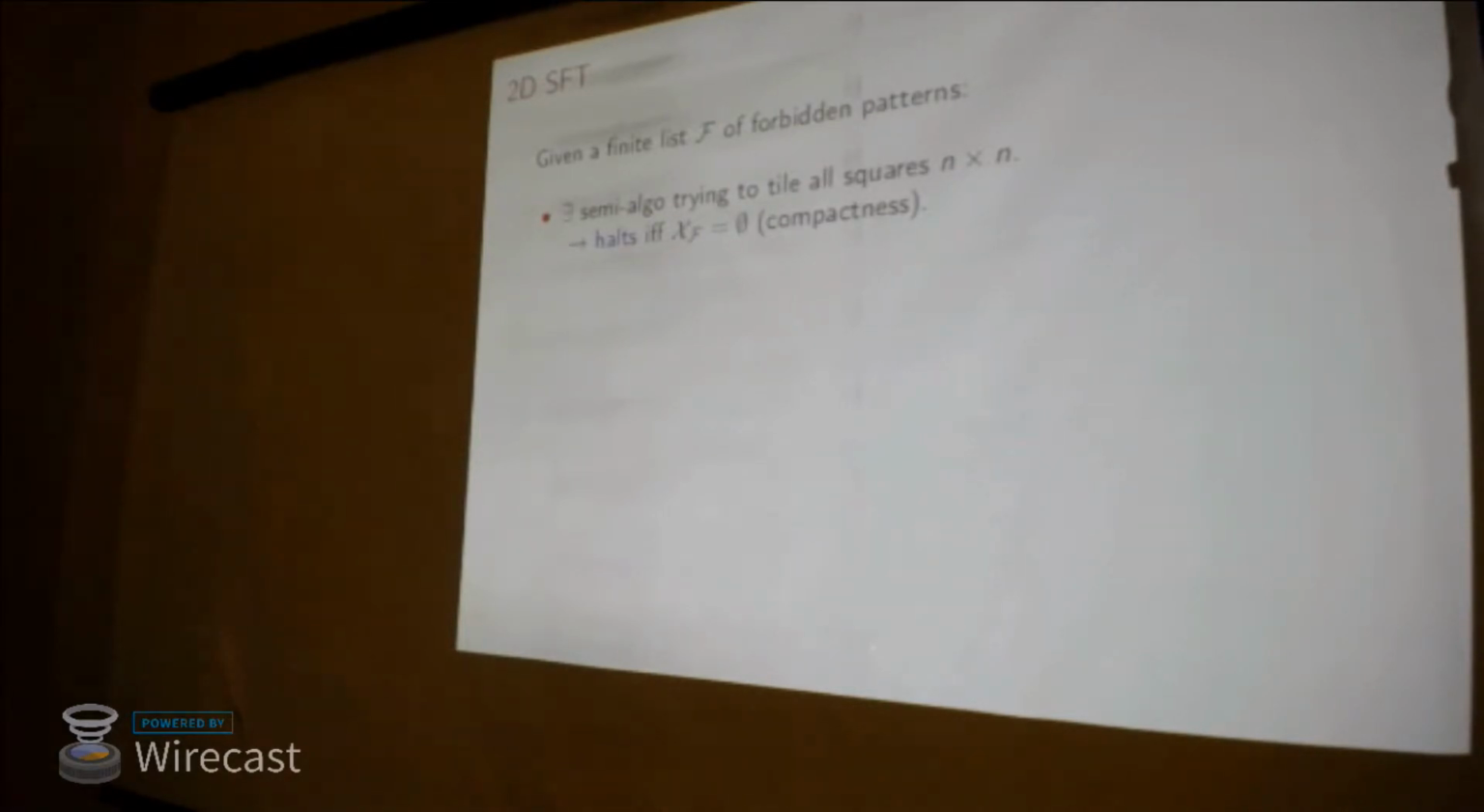And if there is some size of square for which you cannot find any tiling, of course you cannot find an infinite configuration in the subshift. So the subshift is empty. But the converse is true, thanks to compactness or to Koenig's lemma, if you prefer. If there was no infinite configuration, then there must be a finite square that you cannot tile. So this semi-algorithm answers exactly the emptiness of the subshift, but it's only a semi-algorithm. It may continue forever.